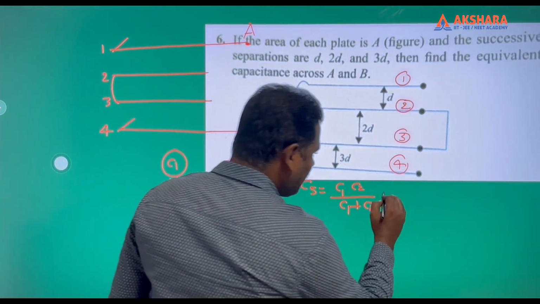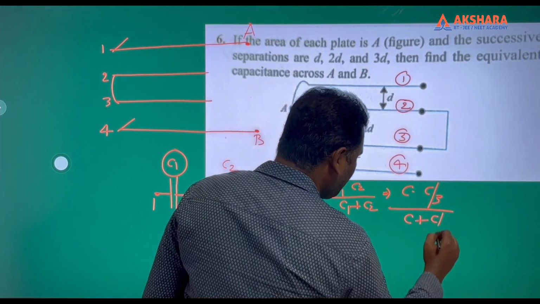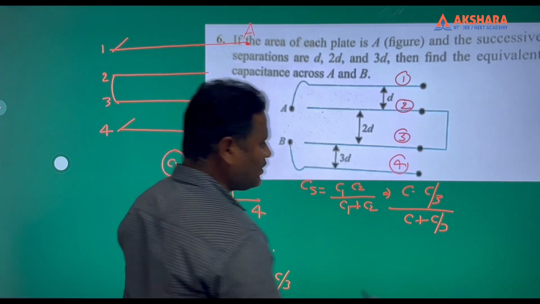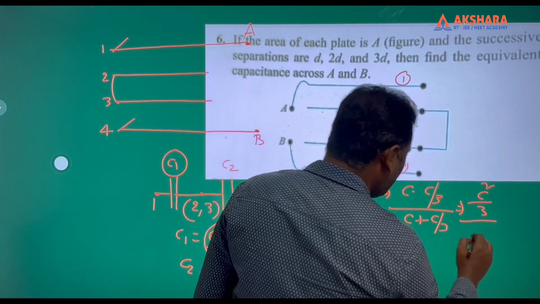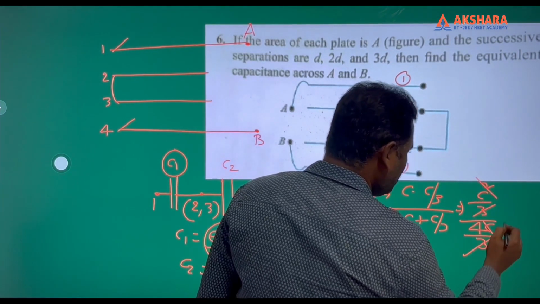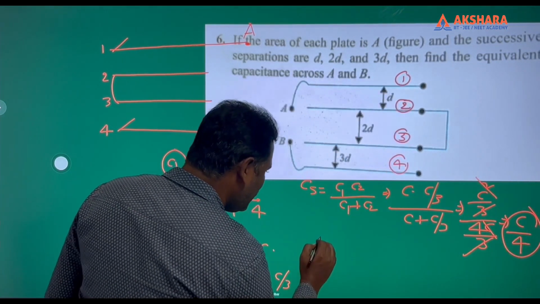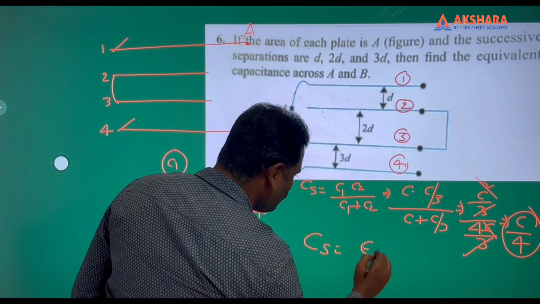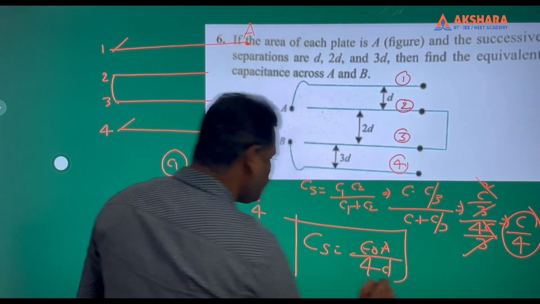So we will substitute in this relation C into C by 3 divided by C plus C by 3. So this gives us C square by 3 divided by 3C plus C, that is 4C by 3. The 3 gets cancelled. So the answer is C by 4. So the equivalent capacitance we got here, C, we know, is epsilon naught A by D. So this is the answer for this problem.